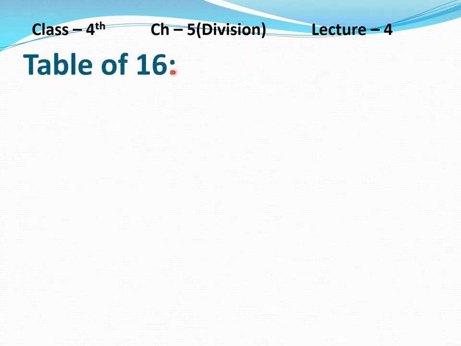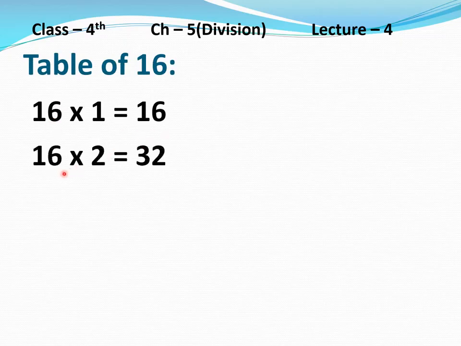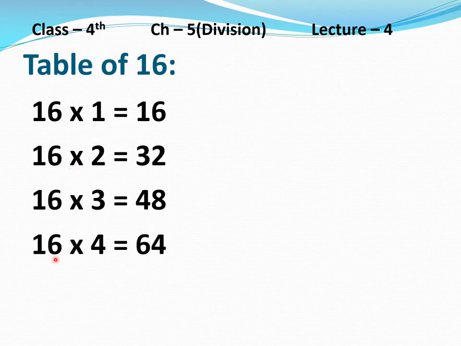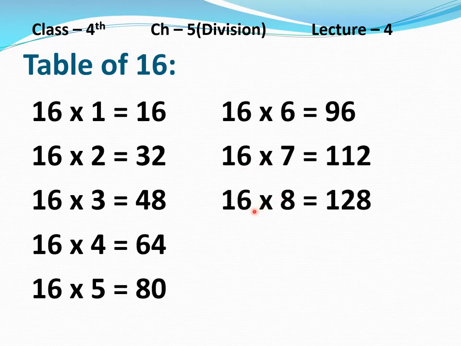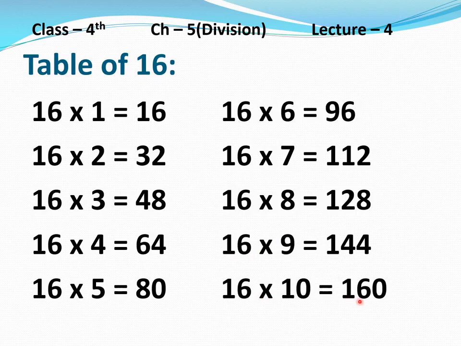Now, table of 16. Speak with me. 16 ones are 16. 16 twos are 32. 16 threes are 48. 16 fours are 64. 16 fives are 80. 16 sixes are 96. 16 sevens are 112. 16 eights are 128. 16 nines are 144. 16 tens are 160.